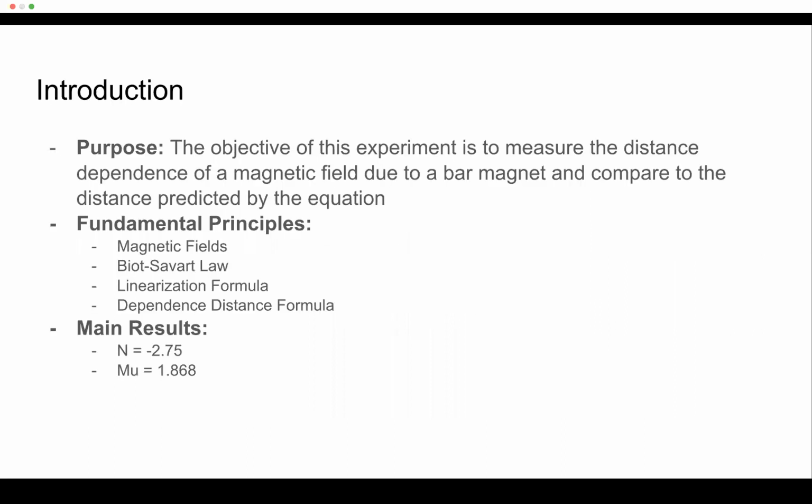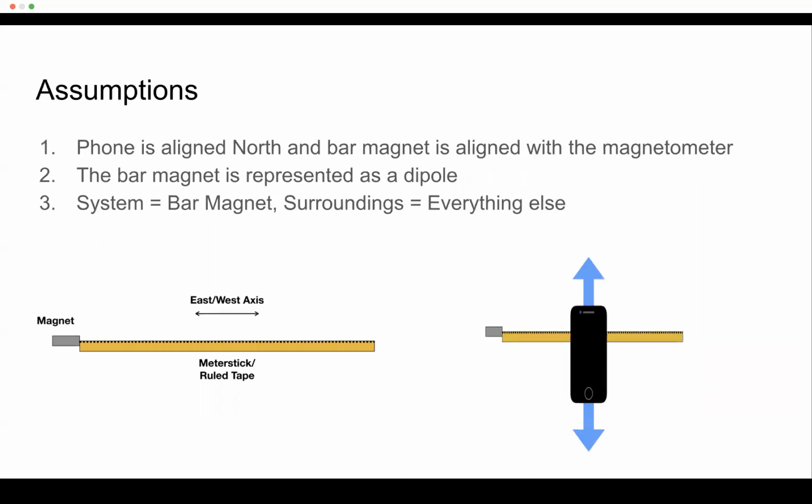For the introduction, we have first the purpose. The objective of this experiment is to measure the distance dependence of a magnetic field due to a bar magnet and compare to the distance predicted by the equation. Some of the fundamental principles we'll be using are magnetic fields, the Biot-Savart law, linearization formula, and dependence distance formula. For the main results, we have n equals negative 2.75 and mu equals 1.868.